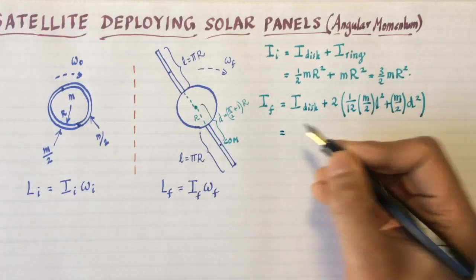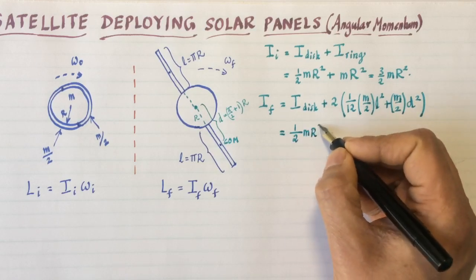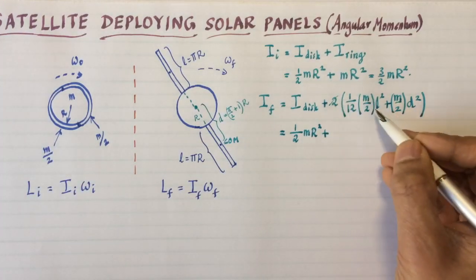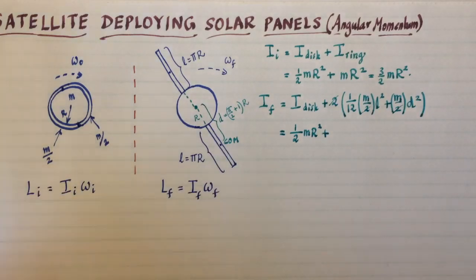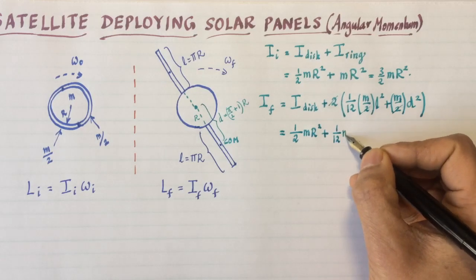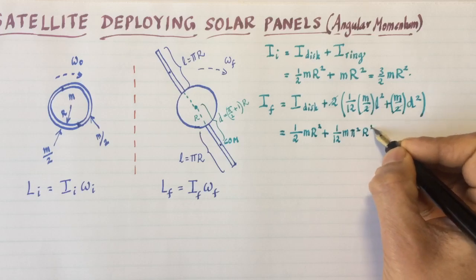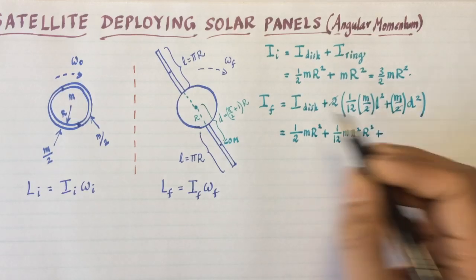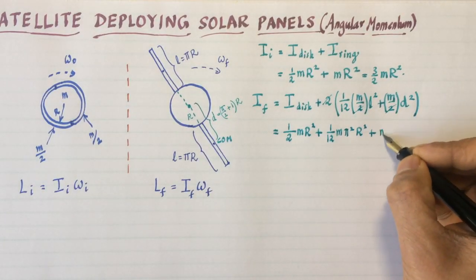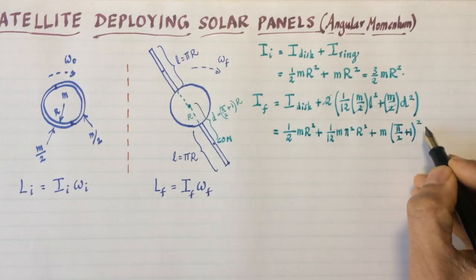So let's simplify this a little bit. The moment of inertia of a disk is 1/2 mr squared. Now you observe that these 2's cancel out. So I'm just left with 1/12 ml squared. Well, L is equal to pi r, so that's pi squared r squared, plus md squared, where d is equal to that quantity. So it's going to be m times pi over 2 plus 1 squared r squared.